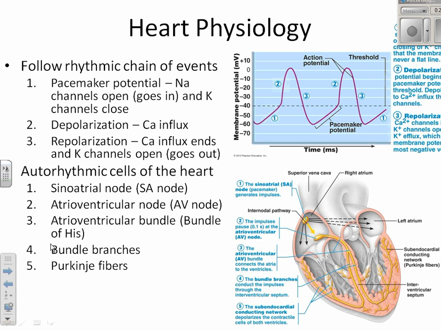So that's the events of the rhythmic chain of events for basically the heart contraction. Now you have the autorhythmic cells that we were talking about. You've got a patch of them at the SA node, and I pointed that out here. Here's the SA node here, and then here's where you have the AV node, also known as the bundle of His. That's another name for the AV node. Then you have your bundle branches here, and then here's where the Purkinje fibers are located. So basically that impulse transmits in that direction.